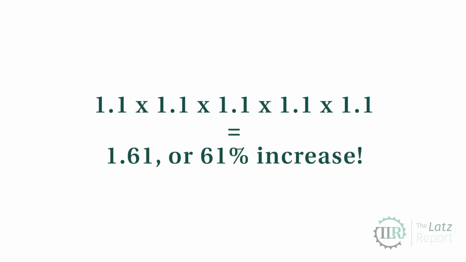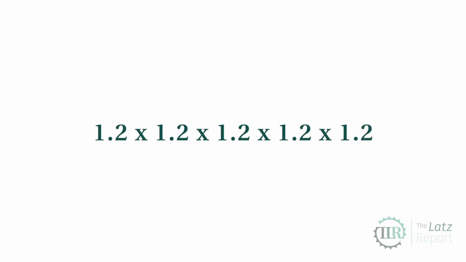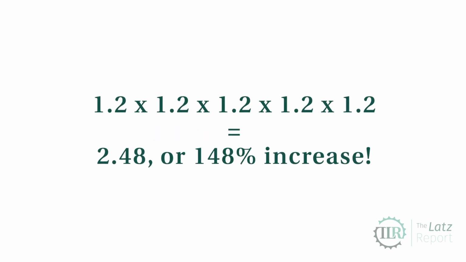Each increase is multiplied by the one before. An increase of 10% equals 1.1. So it's 1.1 multiplied 5 times, which is 1.1 to the power of 5. So the answer is 1.61, or a 61% increase in profit. The greater you can increase each variable, the greater the effect this exponential equation has. For example, an increase of 20% to each variable would result in an increased profit of 1.2 to the power of 5, or 2.48, which is a 148% increase in profit.